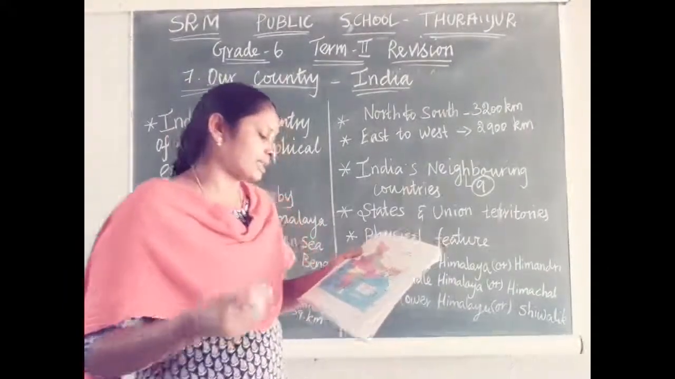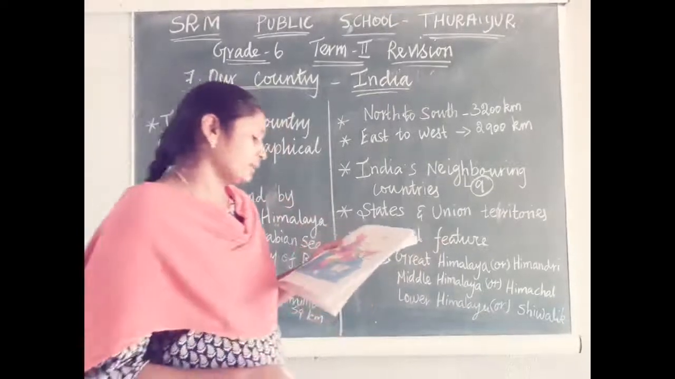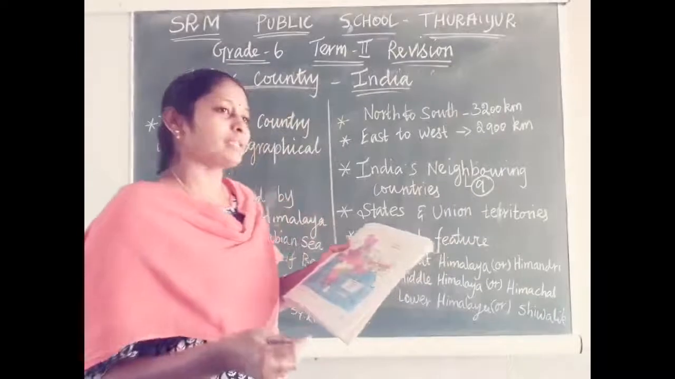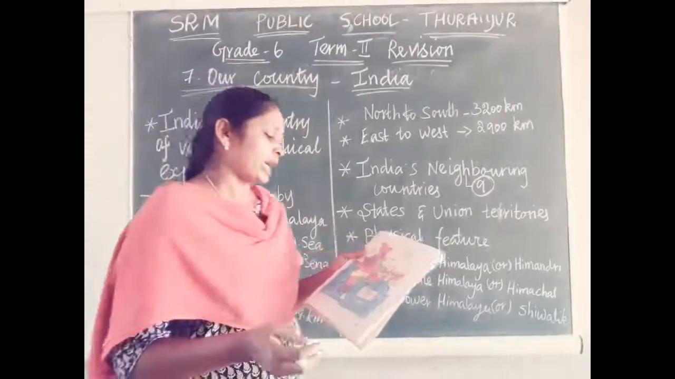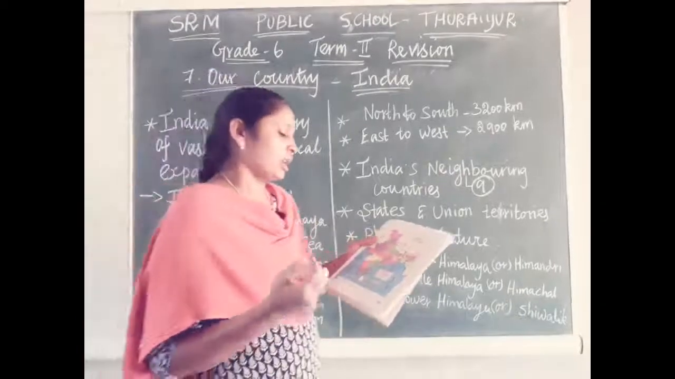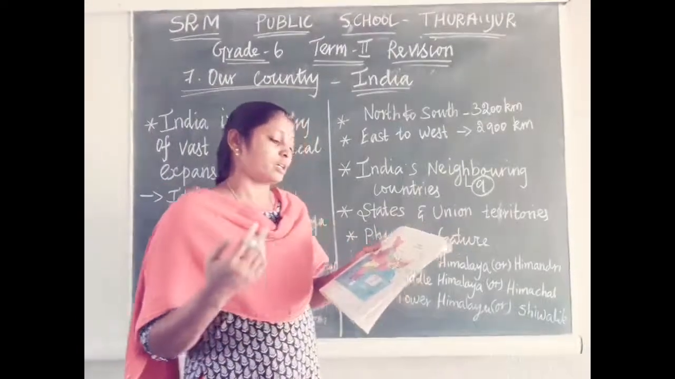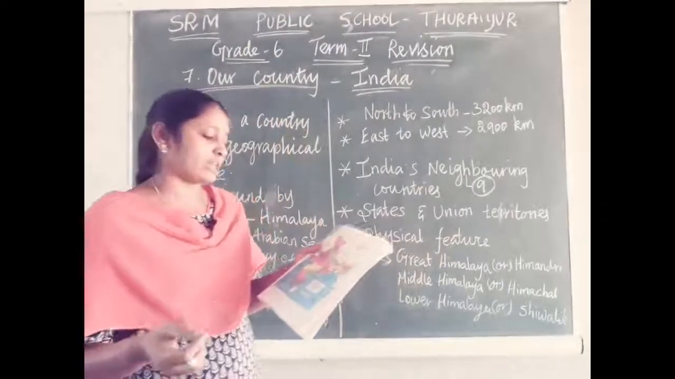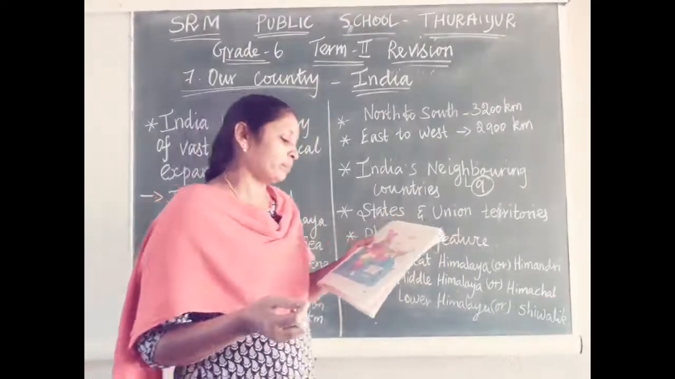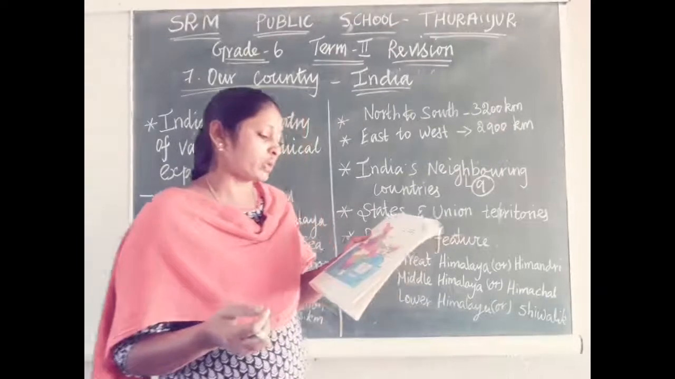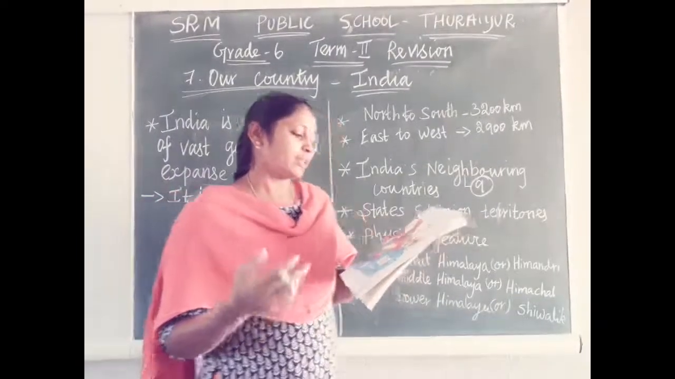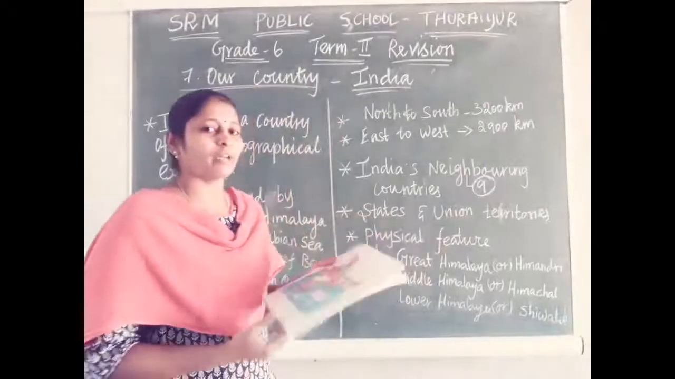Gujarat, Gandhinagar. Rajasthan, Jaipur. Haryana, Chandigarh. Punjab, also Chandigarh. Himachal Pradesh, Shimla. Uttarakhand, Dehradun. Sikkim, Gangtok. Arunachal Pradesh, Itanagar. Assam, Dispur. Nagaland, Kohima. Manipur, Imphal. Mizoram, Aizawl. Agartala is the capital of Tripura.